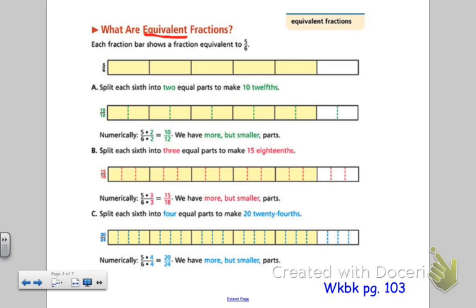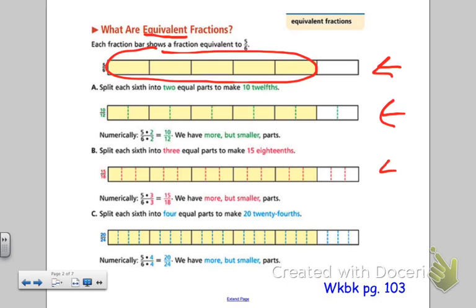Each of these fraction bars shows a fraction that's equivalent to 5/6. So, obviously this first one you can see is 5 out of the 6 sections, 5/6. Well, do you notice how in each of the other bars the same amount is shaded in, the same yellow space is shaded in? They all represent 5/6, but they're broken up into different sections.